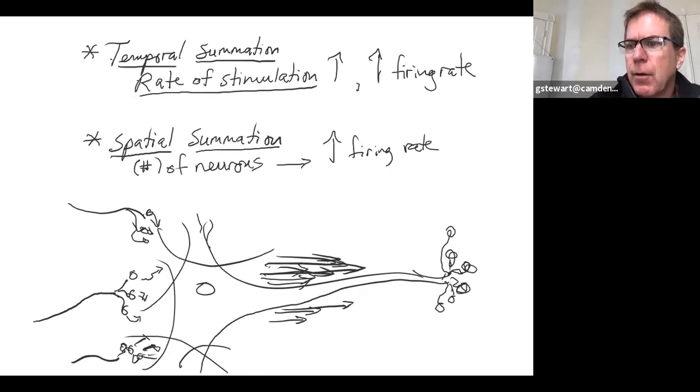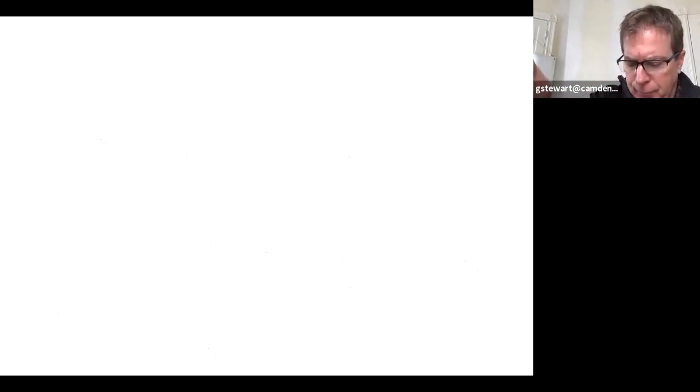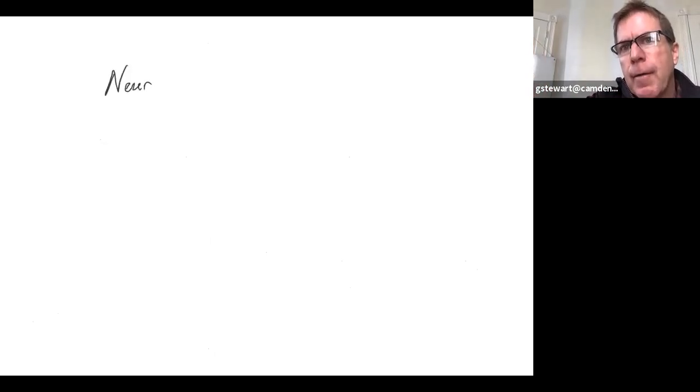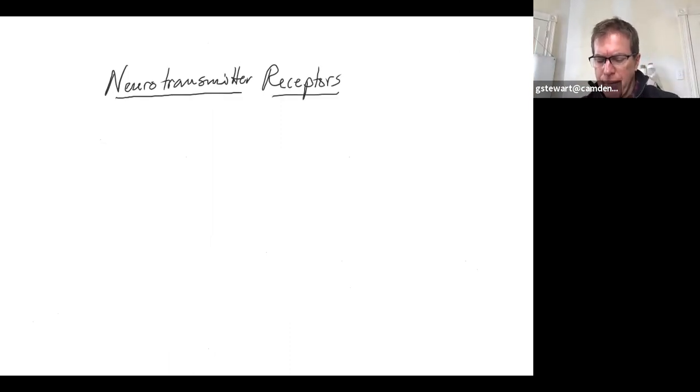All right, so we're almost done today, which is getting to be the good news. We've talked about both excitatory and inhibitory, spatial and temporal summation. Now I'm going to talk about neurotransmitter receptor types, those receptors on the postsynaptic cell. I'm just going to list them and briefly talk about them.